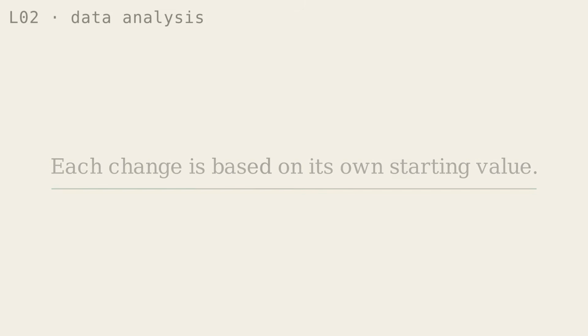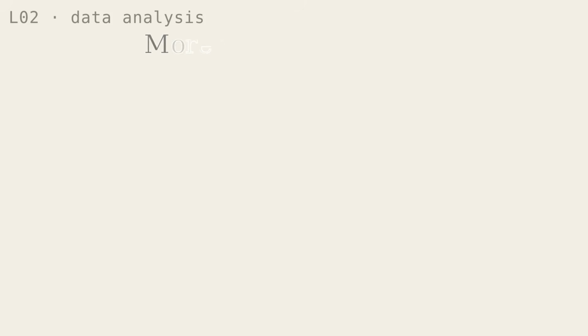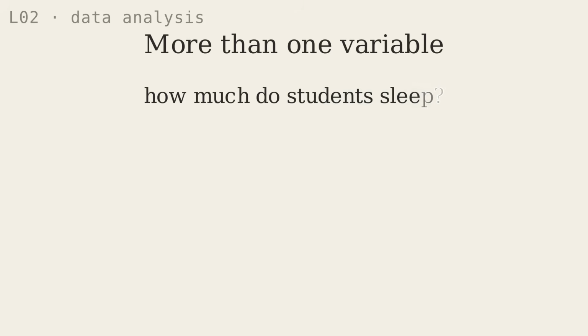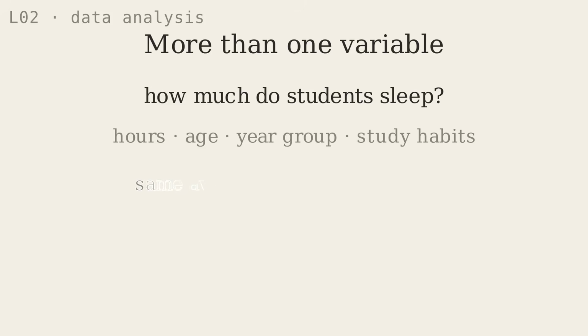Now let us move to multivariable thinking. In previous algebra lessons, we studied how one variable changes in relation to another variable. For example, we may study how the variable y changes when the variable x changes. In problem solving and data analysis, you may need to consider several factors at the same time. Imagine a study that examines how much sleep students receive. The study may not look only at the number of hours each student sleeps. It may also compare students by age, year group, study habits, or other characteristics.